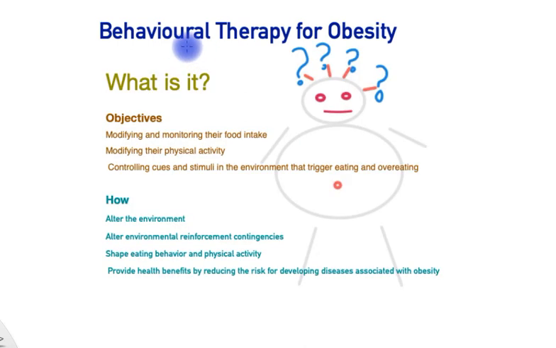So what are the main components of behavioral therapy? And the objectives are very clear. You modify and monitor the food intake, you modify the physical activity, and then you control the environment so that this can be carried out on a sustained level. And how do you do it? The focus is on altering the environment, reinforce good behavior, you shape their eating behavior and physical activity, and you provide the healthcare benefit by reducing the risk of developing diseases associated with obesity.